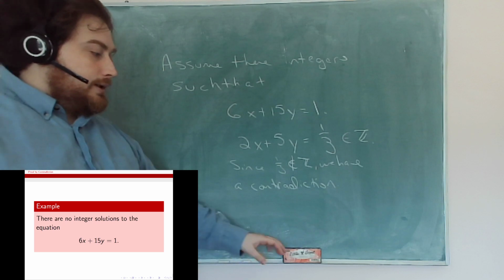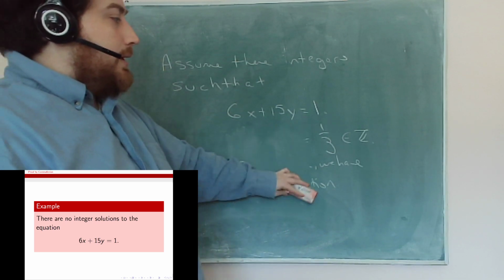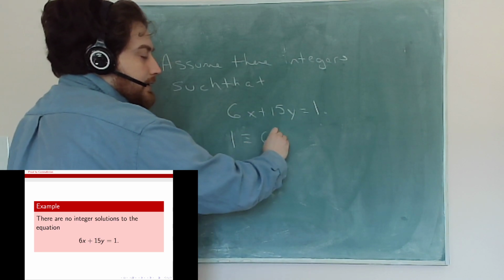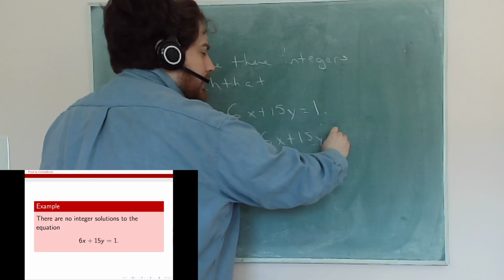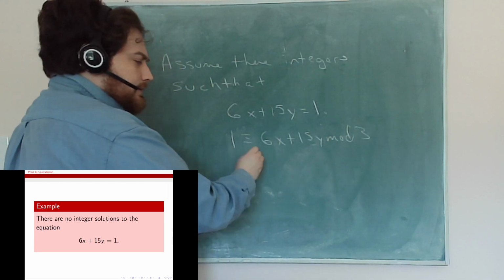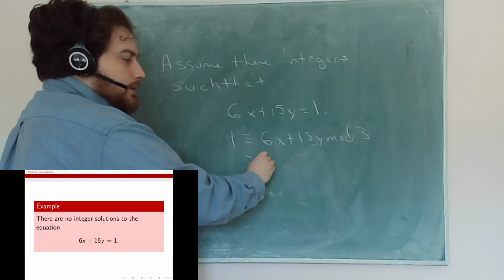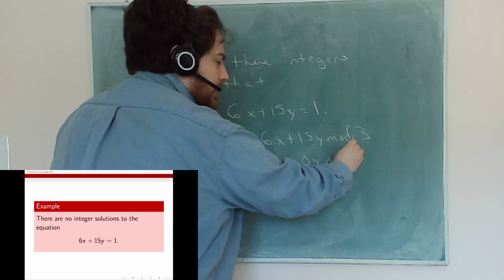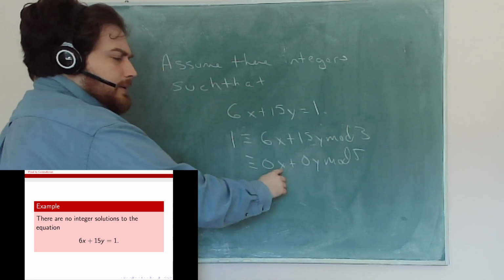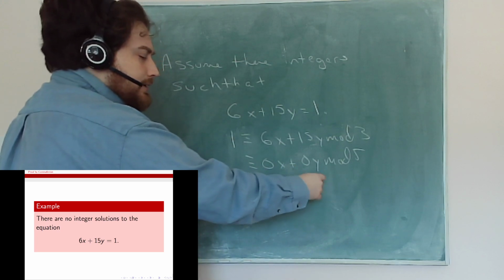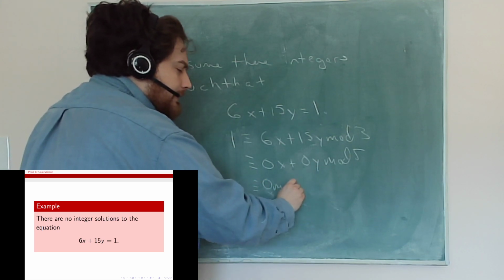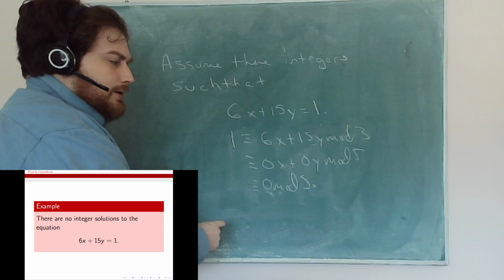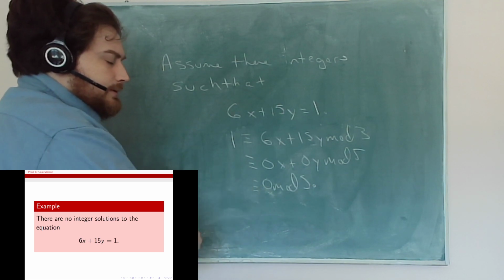All right. I was saying there were multiple ways to do this. If you want to work with modular arithmetic, notice that since these are equal, 1 is congruent to 6x plus 15y mod 3. But this is congruent to 0 times x plus 0 times y mod 3, since 6 and 15 are congruent to 0, and 0 times any integer is 0, plus 0 times an integer is 0. So we get 0 mod 3. What we're saying here is that 1 is congruent to 0 mod 3. So that is, 1 is equal to 0.